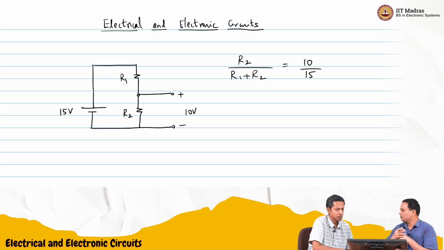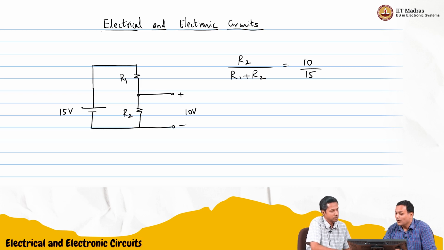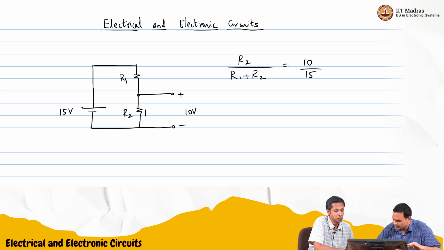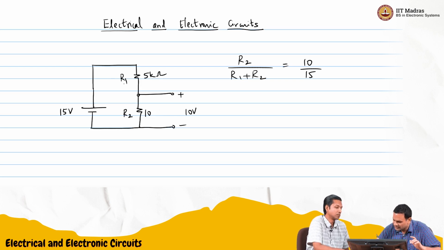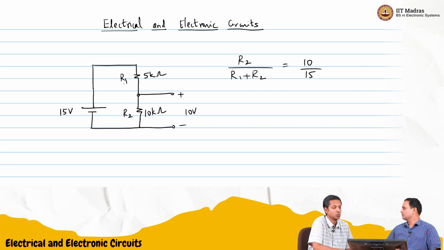As long as the ratio is like this, the value of R1 and R2 can be anything. We may want to use very small current flowing through R1 and R2, so you can choose R1 and R2 in kilo ohms if you want. So I am going to say R2 is 10 kilo ohms and R1 is 5 kilo ohms. Then I will get 10 by 50. So there will always be 1 milliampere flowing through like this.